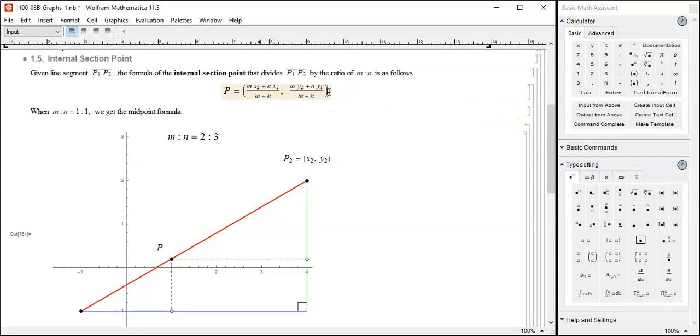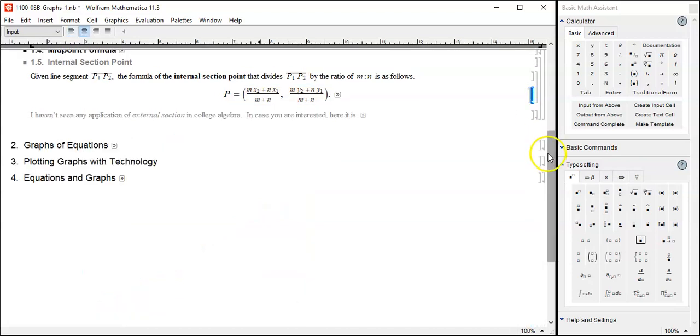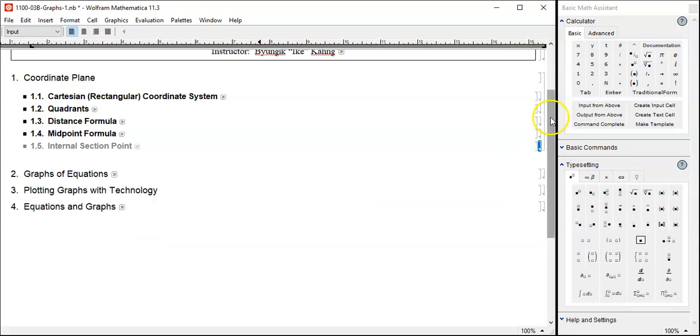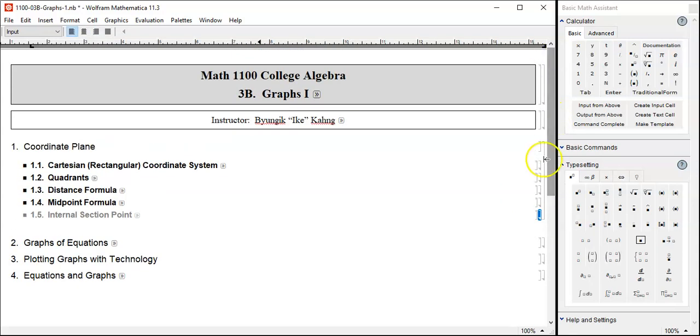And there's a formula. If it is dividing by m to n, you can put it into this formula, and when m and n are the same, 1 to 1, in that case we have the midpoint formula. Why did I talk about this generalized formula? Because we're going to be using it when you're dealing with the median of a triangle. That probably is the only example that you have to deal with at college algebra level, but here it is anyway.